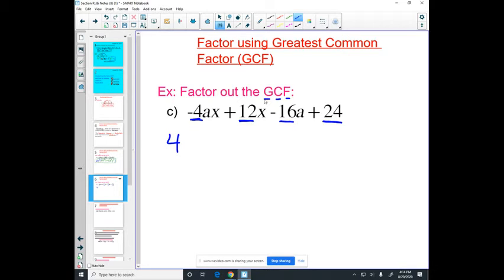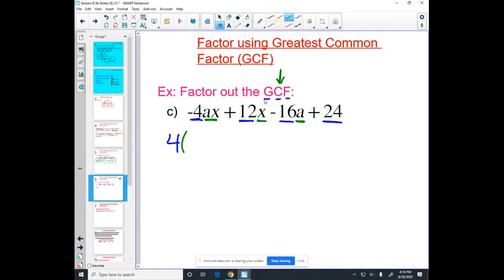Now let's look at the variables. Well, I have an ax here, an x here, an a here, and nothing at the last term. Do they all have an a that they share? No, they don't. So I can't pull out an a because they do not all have an a. Do they all have an x that they share? No, they do not. So I can't pull out an x because they do not all have an x. Remember, they must be in common with each other to pull it out. Otherwise, you can't do anything with it.